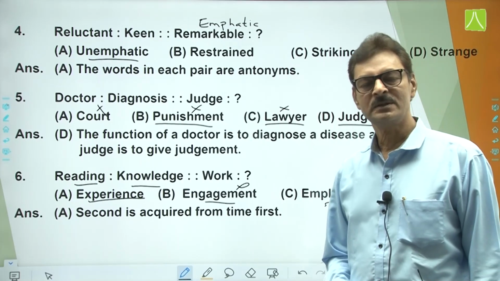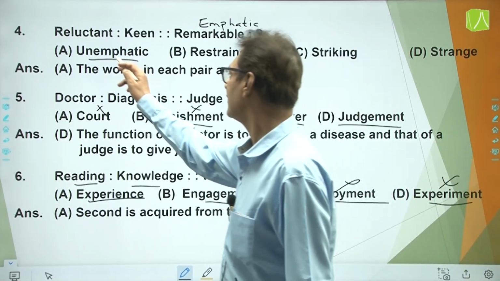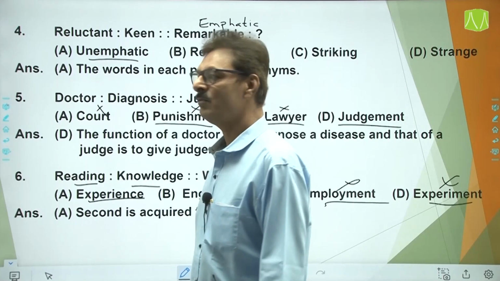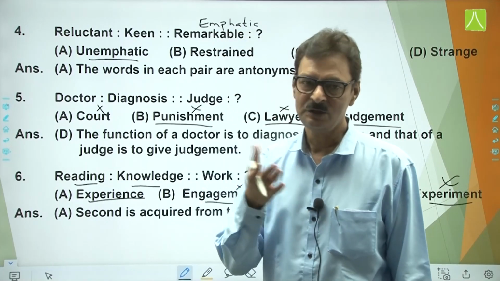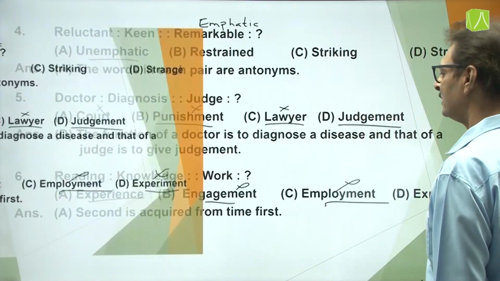I hope this question based on analogy is now clear, you know, easier. So dhyan se dekhna, what is the relationship between the first set of words? If you can identify that, your work is done. Okay, let's move ahead with the other questions.